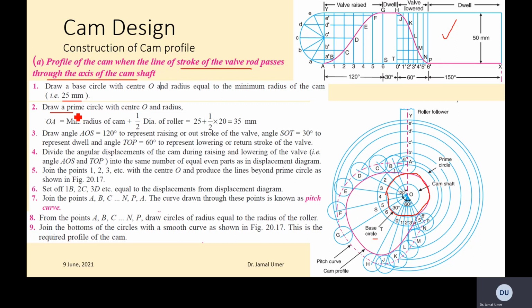Then what you do, draw a prime circle with center O and radius. So now we have an additional part here called a prime circle, which is over there. This is the prime circle. So what is this circle? This circle is actually related to the radius of the roller, which is the part of the follower. So this is the follower, where a roller is connected at the end of the follower.